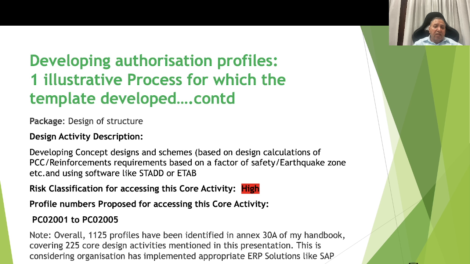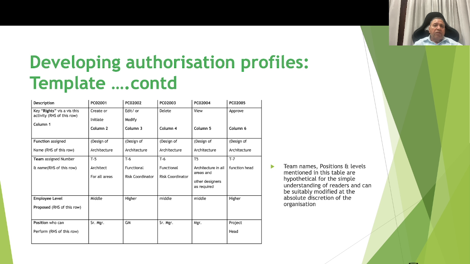This is considering that the organization has implemented the appropriate ERP solutions such as SAP. Developing authorization profile is a template. In this template, on the first row is the description: profile number 1, named PC02001, then profile 2, profile 3, profile 4, profile 5, etc. On the second row are the key rights under each profile: create or initiate, edit or modify, delete, view, approve.